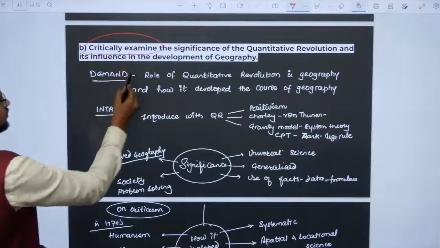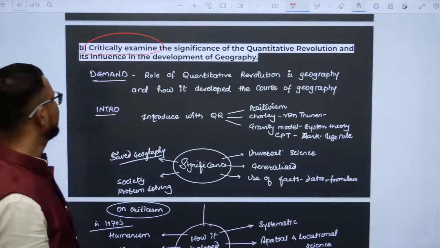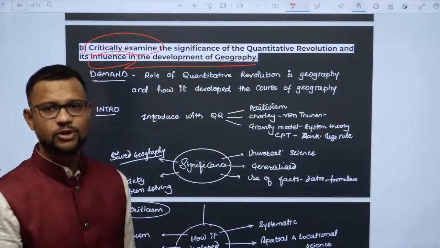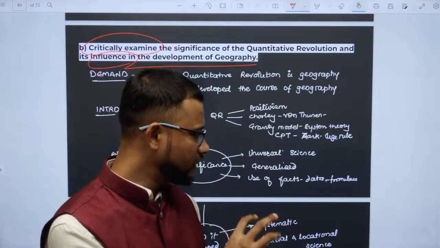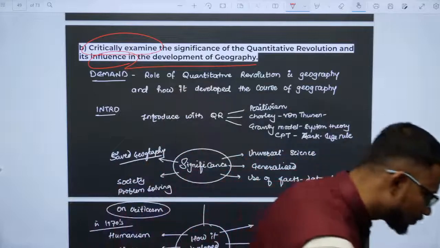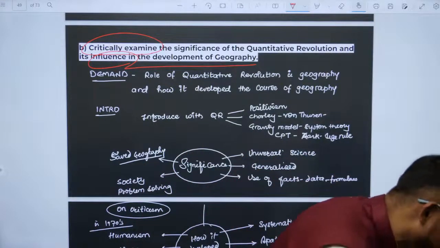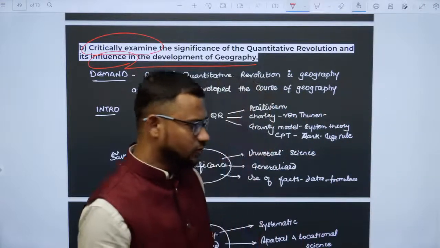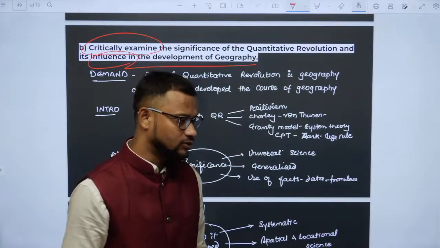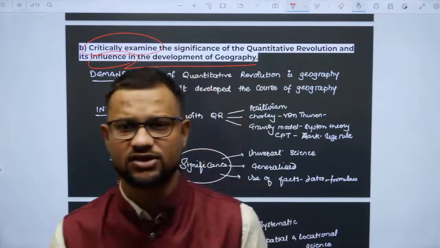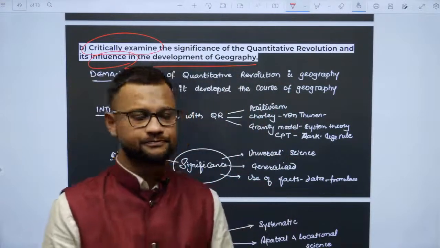Then: critically examine the significance of the quantitative revolution and its influence in the development of geography. This is the most commonly and repetitively asked question, guys. Shubham asks whether this should also focus on five-year plans and current government schemes. Yes, exactly; that's why I told you: PM Awas Yojana, Housing for All, five-year plans, the NITI Aayog three-year strategy. You need to write it there.